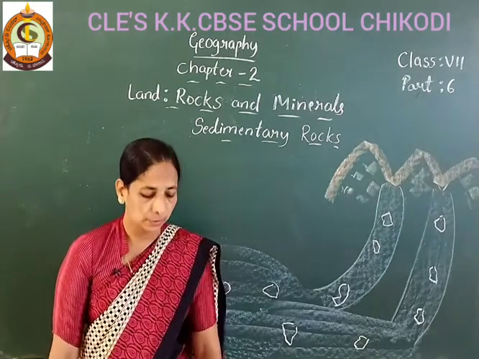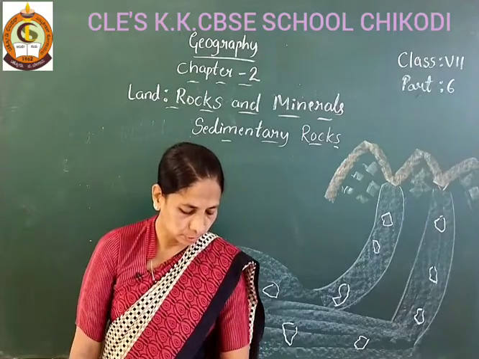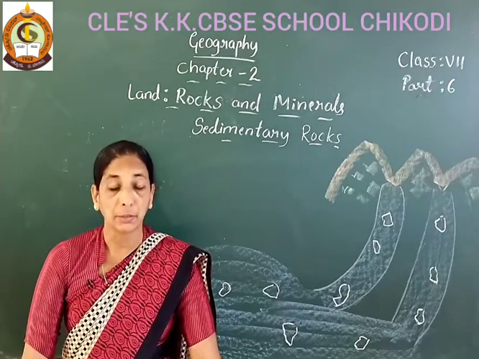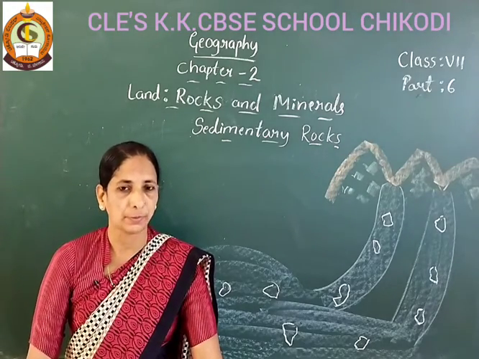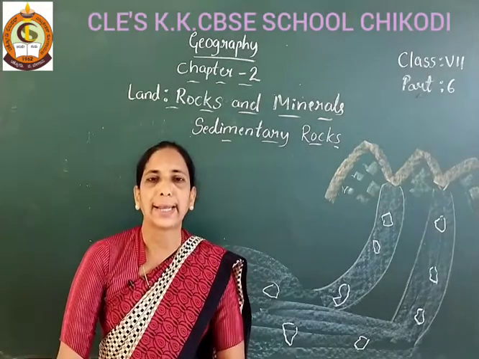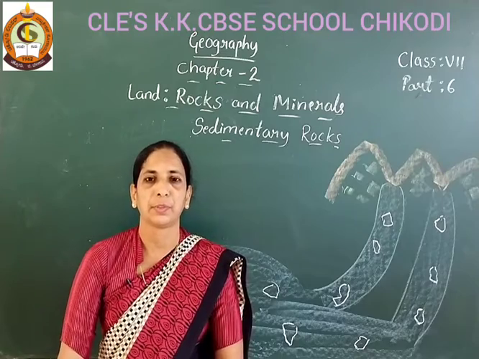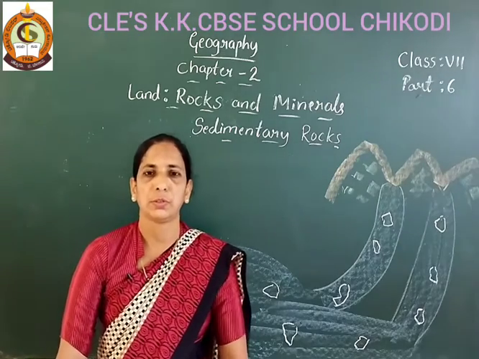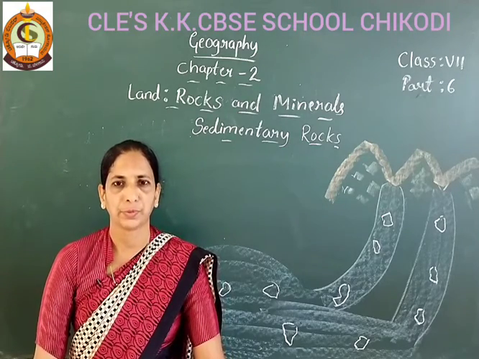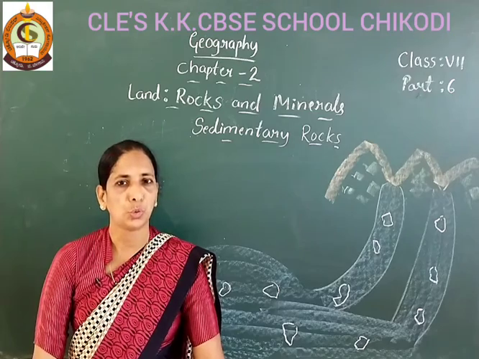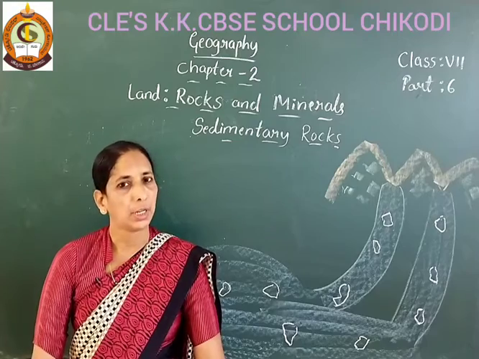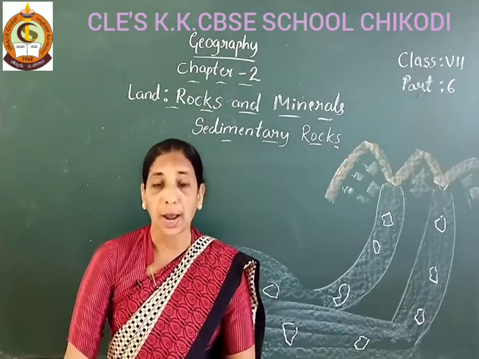In the previous part, we completed the layers of the earth, the Earth's interior. It is divided into three categories: one is crust, second is mantle, and third is core. The core is again divided into two layers, the outer layer and inner layer, meaning outer core and inner core.